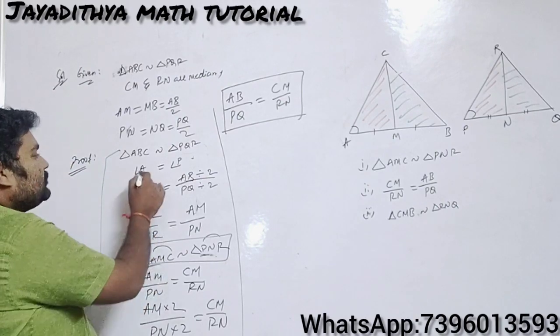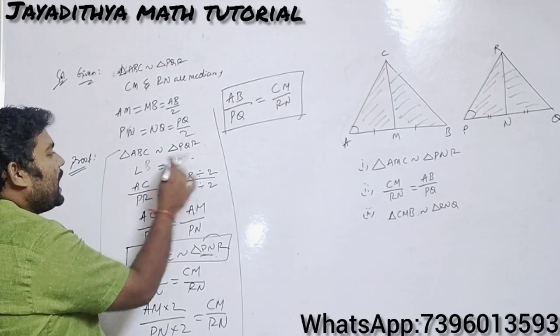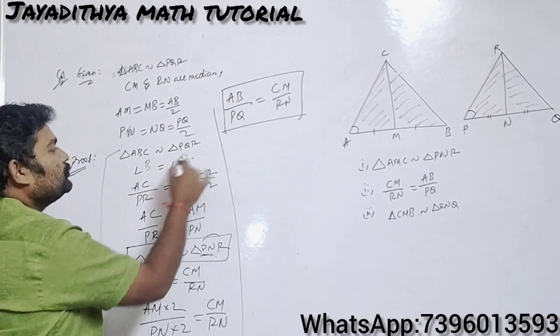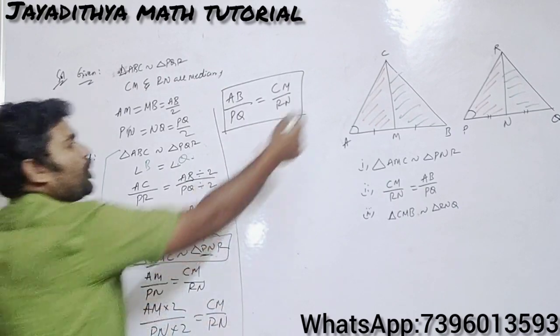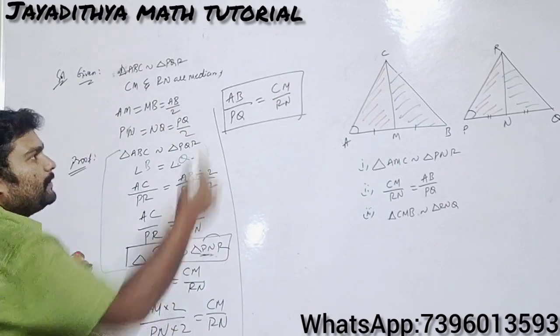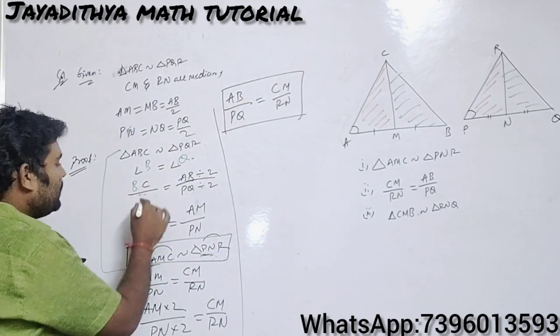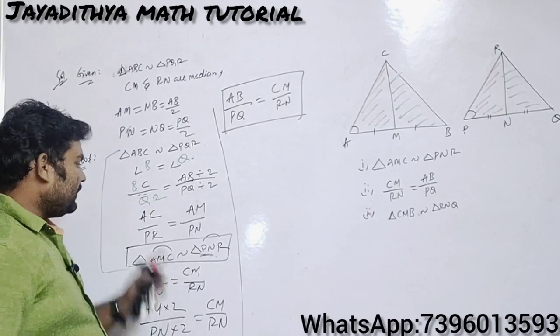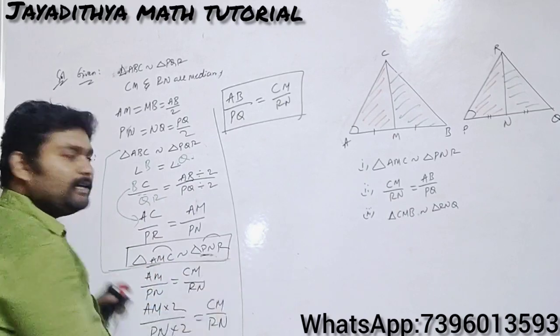But in place of angle A, what angle should you take? You should take angle B, and in place of P, you should go for Q. And when you are taking corresponding sides, you should go not for AC, but for BC. And you should take not PR, but QR, and the other things will be completely the same. So you can easily solve this one.